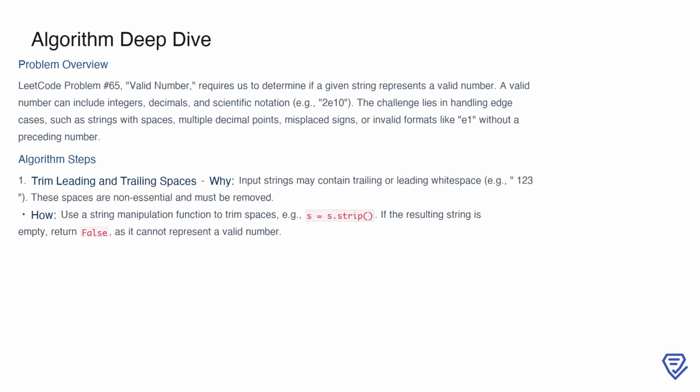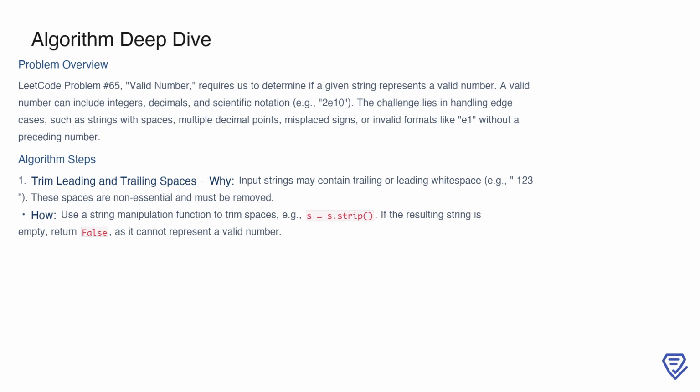In this problem, we need to determine if a given string represents a valid number. A valid number can take different forms, such as integers, decimals, or even scientific notation like 2 times 10 to the power of 10. The difficulty comes from handling various edge cases, such as strings with spaces, multiple decimal points, or invalid formats like E1 without a number before it.